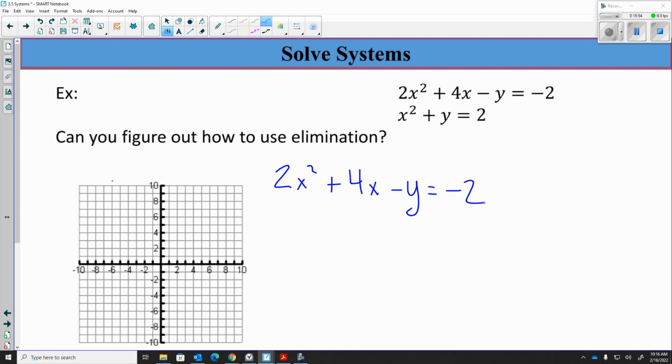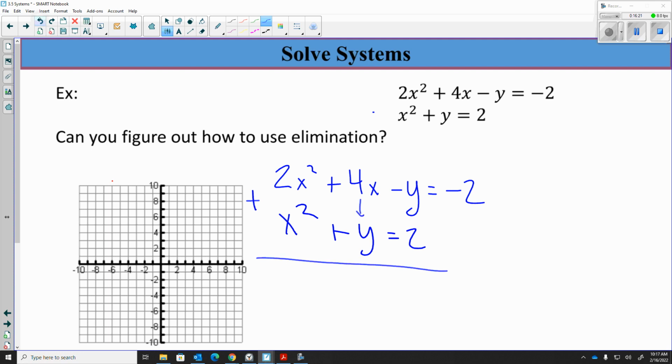But here's the deal. This has x squared, x, y. This has x squared, y. I'm missing one in this bottom piece, right? What am I missing? I'm missing x. So if I just write it like this, and I go and try to add some stuff, well, I can't add these, right? That's not going to work.